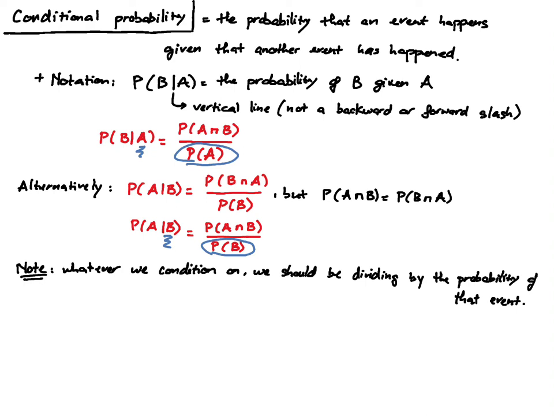Okay. So in this video, I defined the notion of conditional probability, and I gave you the main formula to find the probability of B given A, and the formula to find the probability of A given B. What you should take away from this discussion is that whatever we are conditioning on, we should be dividing by the probability of that event.